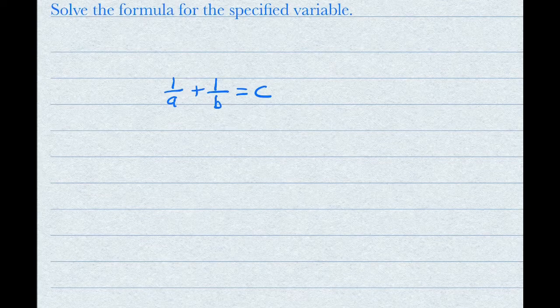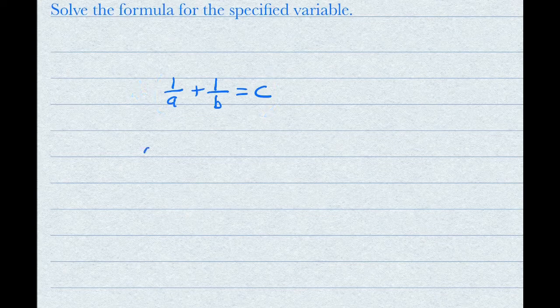The fastest way to find the least common denominator here is to just look at the denominators. Here you have an a and a b. Just take the denominators and multiply them together. That will give you your least common denominator. The least common denominator is ab, so take that and multiply every term by it.